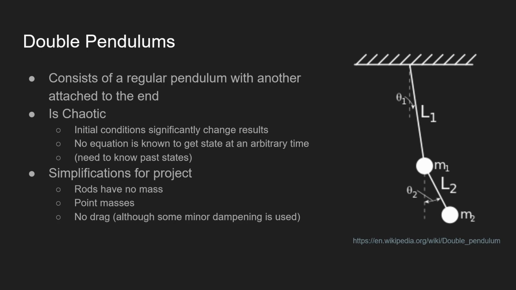For this project, I'm going to assume the rods have no mass, and the mass is on the pendulums, they're just points. I'm also not going to have any drag, although I do use a bit of dampening just to make the simulation a bit more interesting and run smoother.